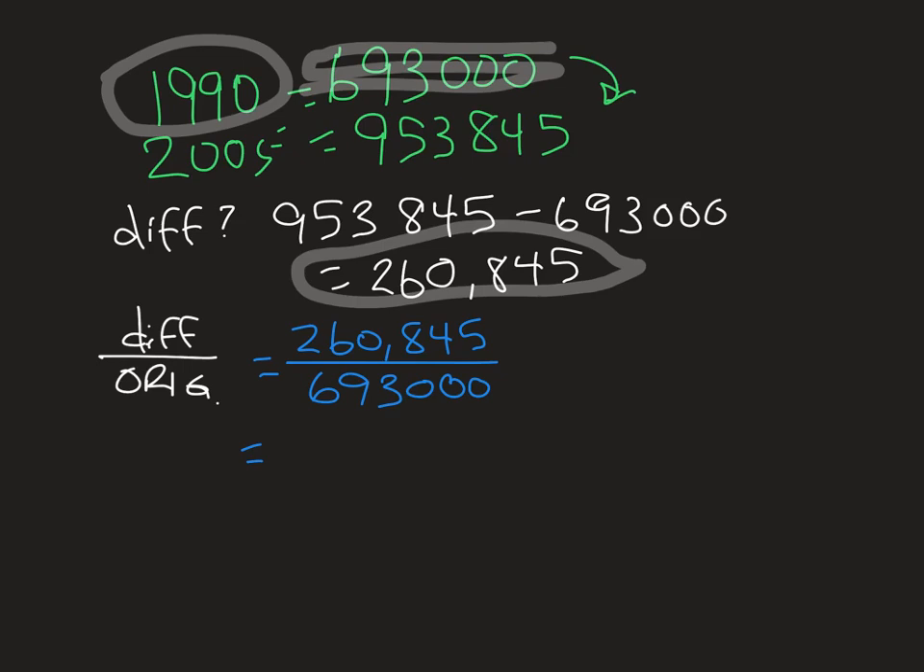Which becomes 0.376 and so on. And so we're going to say roughly that's 0.38. We're going to round a little bit, approximately. And then remember, got to multiply by 100. So it's going to equal 38% approximately.